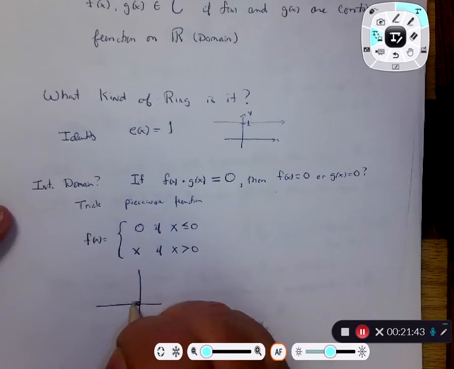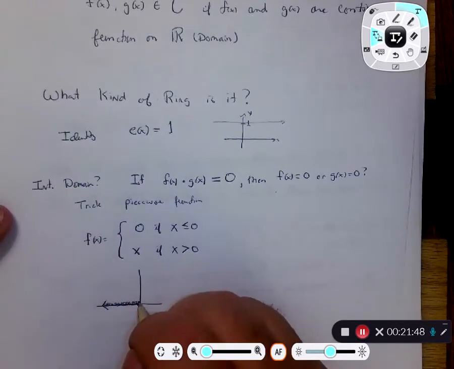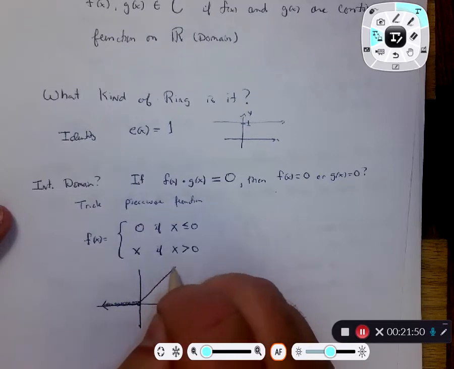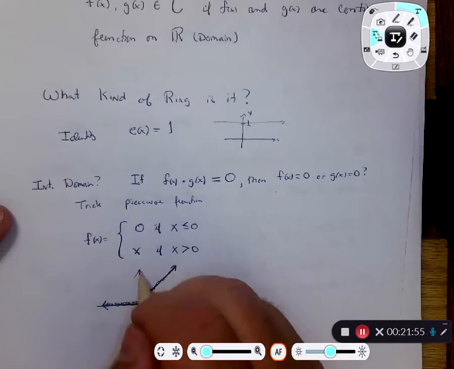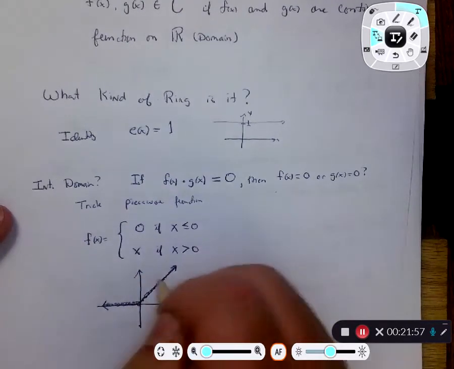Anything less than 0 is going to be 0, so you flat line it to the left, and you get x, which makes y equals x a 45-degree angle for any x greater than 0. And it connects right there, so it is continuous.